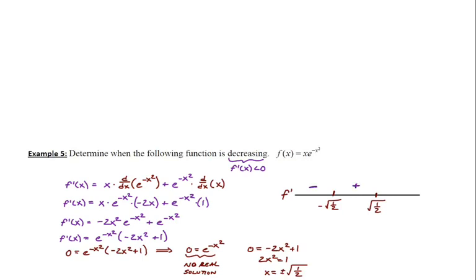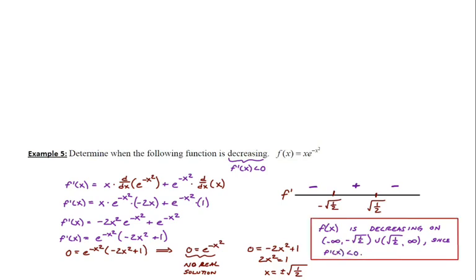I'm going to check 0 in between. If I plug 0 into the derivative, I should get a positive number. And if I plug something larger than square root of 1/2 in, I should get a negative number to the right of square root of 1/2. So what that means is the intervals negative infinity to negative square root of 1/2 and square root of 1/2 to infinity is where f would be decreasing. So I'm going to write that f of x is decreasing on the intervals, and I'm going to write them straight from my chart. And my reasoning would be since the derivative is less than 0 there.